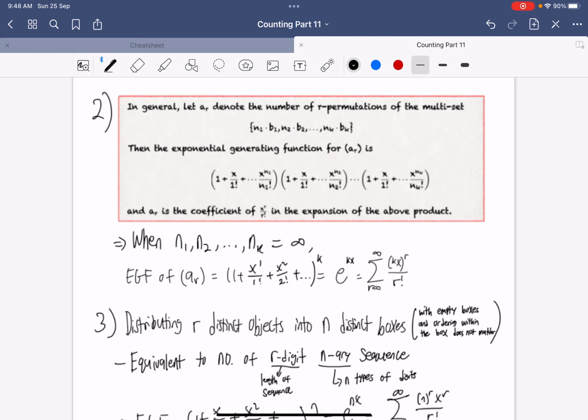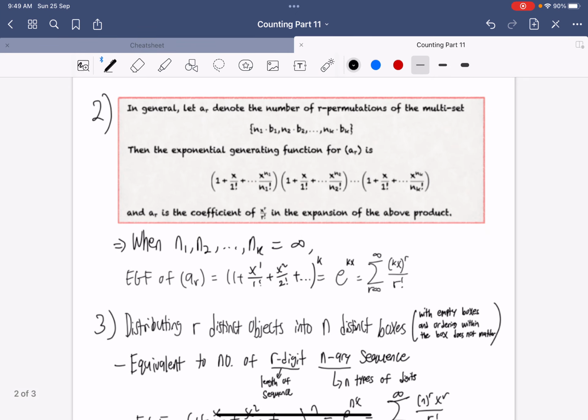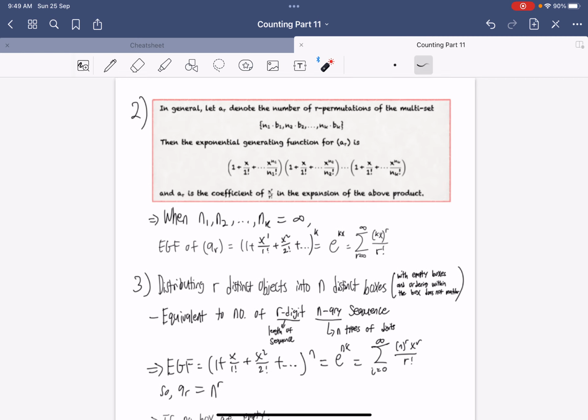And like I said in the previous video, from combinatorics, sometimes we want to get back into algebraic expressions so that we can manipulate the coefficients easier, so that we do not always need to think of the combinatorics problem. And as we've seen in like video 4, if all these n's are infinity, then the number of permutations is just the first slot has k choices and the last slot has k choices, so it's k to the power r. And that coincides with our EGF version as well.